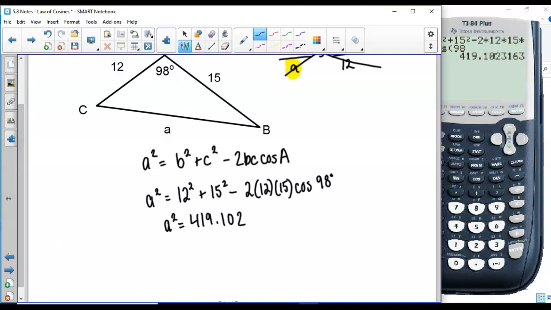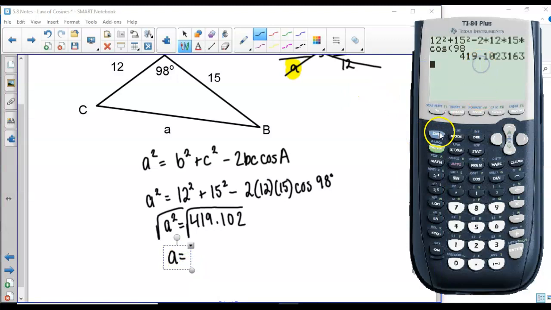And then we have to be really careful. That is not our answer because this is A squared equals that, so you have to square root both sides. To get A, we're going to take the square root of this number, and that is going to give us 20.472.